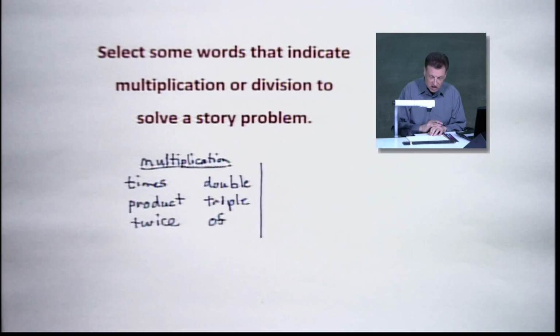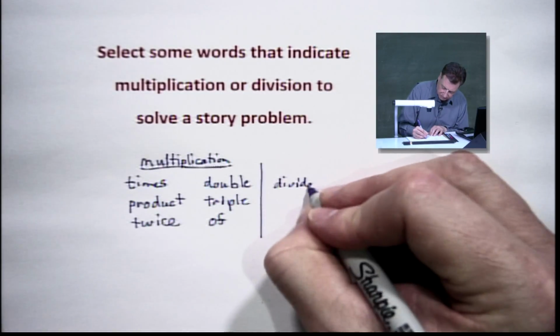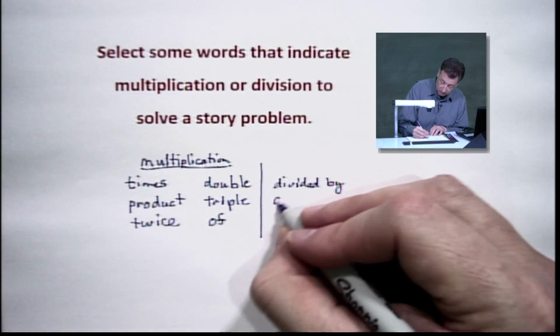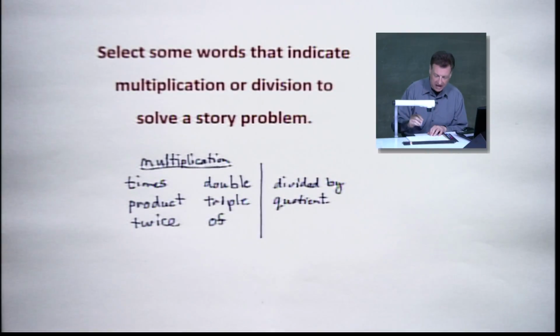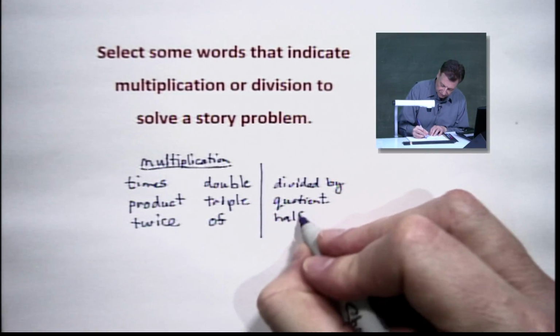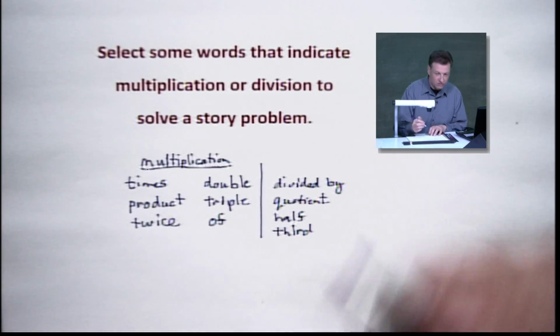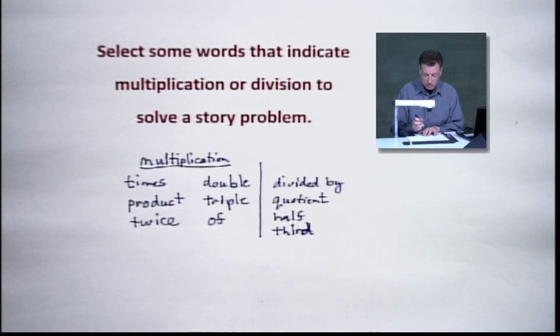Now, the division, not so many. Obviously, the word divided by and quotient. And not to forget, if we take a third, you get the idea. We could do a fourth, through all sorts of good things. So that indicates that we're dealing with division. In other words, when we take half, we're dividing by 2. When we take a third of something, we're dividing by 3, and we can continue on and on.